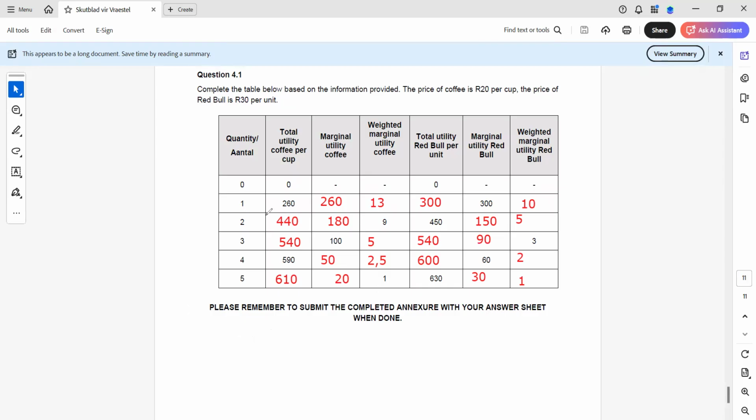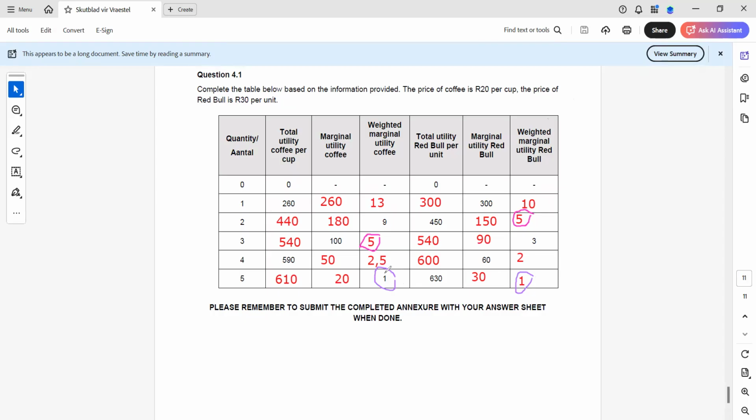You can see that your marginal utility per rand is the same here, because here it's 5 and also here it's 5. This is the first condition. So it is satisfied where the weighted marginal utility for coffee is 5 and for Red Bull is 5. Also where it is 1 for Red Bull and 1 for coffee. The first condition is satisfied.